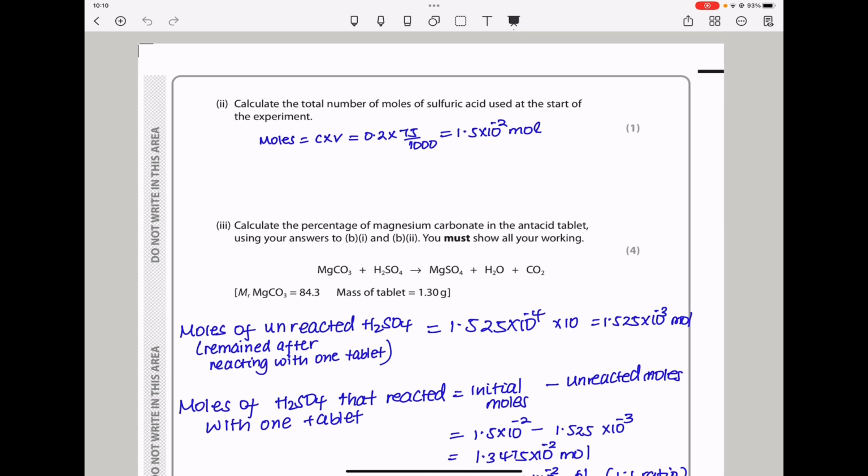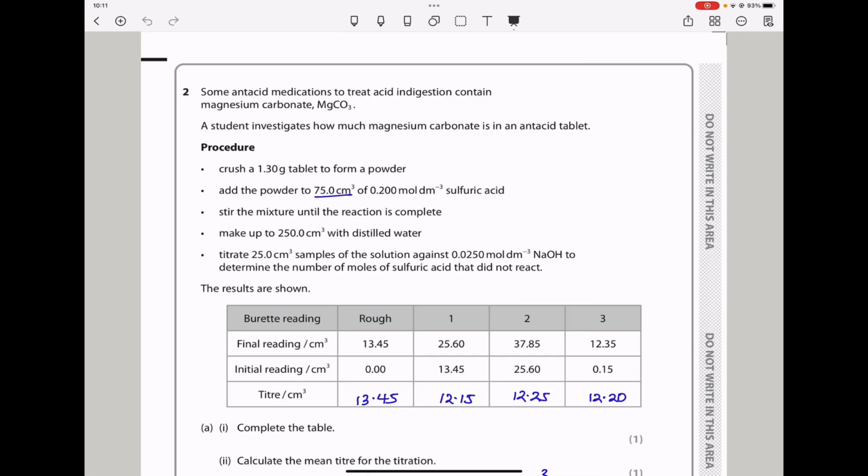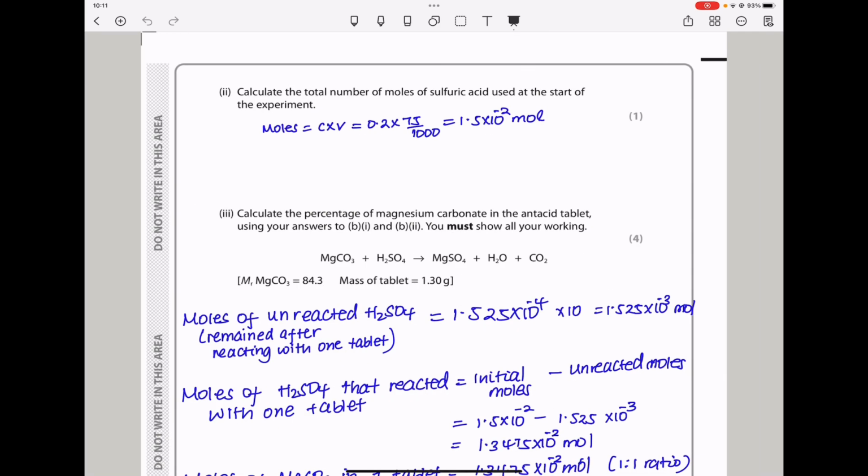Moving on. Here they say, calculate the total number of moles of sulfuric acid used at the start of the experiment. So to do this, we need to go back to the equation. They said add powder to 75 centimeters cubed of 0.2 mole per decimeter cubed sulfuric acid. So we're going to use this volume and that concentration to calculate the initial number of moles. Number of moles is concentration times volume, 0.2 times 75. Again, dividing this by 1000 to convert that to decimeters cubed gave me 1.5 times 10 power negative 2 mole.